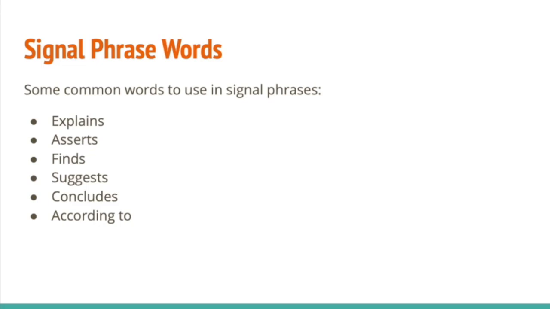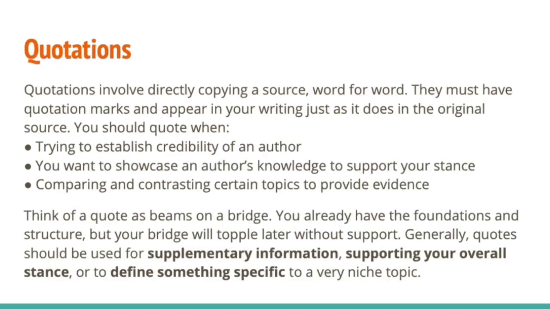If you want to use the words explains, asserts, suggests, concludes, or saying according to source, these are all different ideas that you can use to signal that the citation will be included in this sentence. So there are two different ways that you can include information from your cited sources within your research paper. The first is quotations, direct copying of a source word for word. They must always include quotation marks and appear exactly as they did in the original source in your paper, so you should not change anything within the quote.